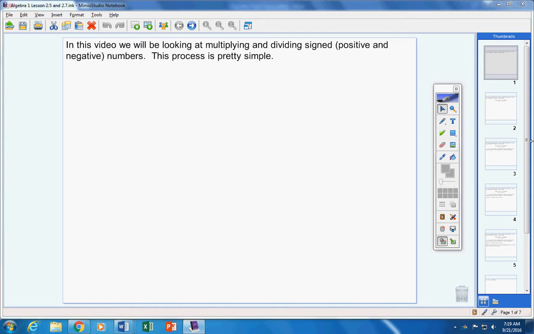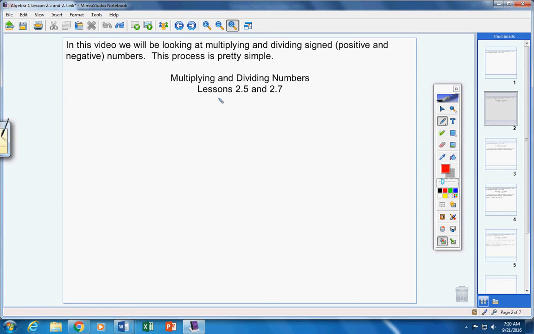Okay, Algebra 1 students, in this video today we're going to be looking at multiplying and dividing signed numbers. Of course, when I say the word signed numbers, like I've mentioned before, I mean positive and negative numbers. Now this process is pretty simple. I don't think anyone will have any problem understanding today's material.